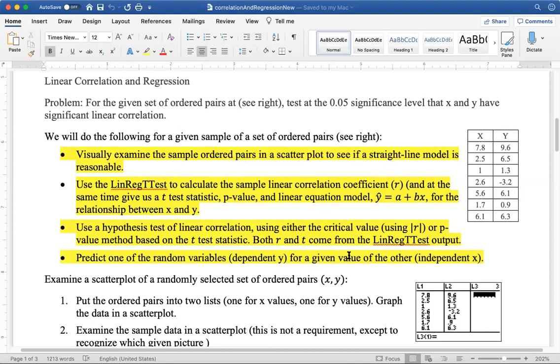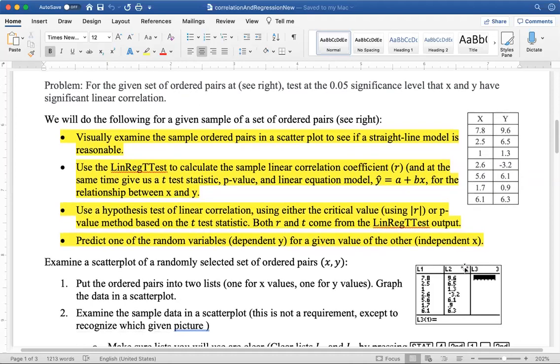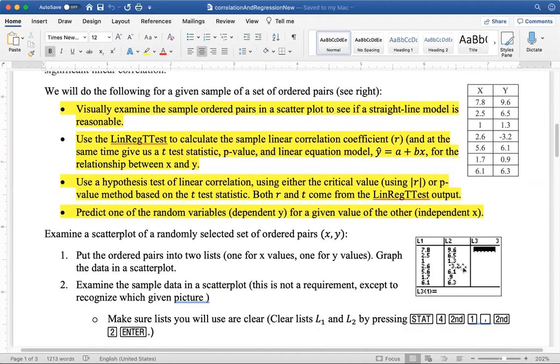So the first thing we're going to have to do, whether we run the Lin-Reg t-test or not, we still have to put the data into the calculator. So we're going to create a scatter plot of this data. Now, on the test, you're not going to have to create scatter plots.